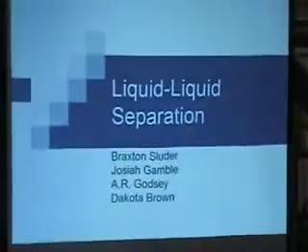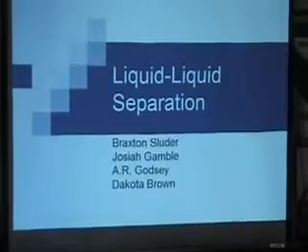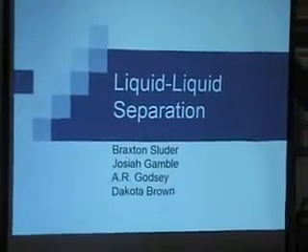Okay, so the final group is going to talk about liquid-liquid separation. Baxton Sleeter, Josiah Gamble, A.R. Godsey, and Dakota Brown. Team, take it away.